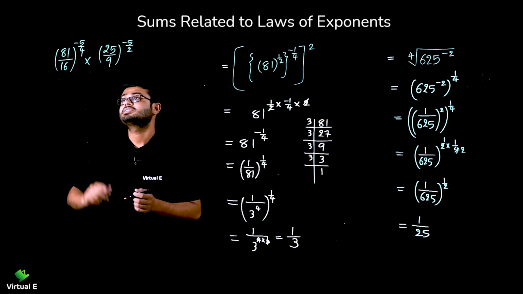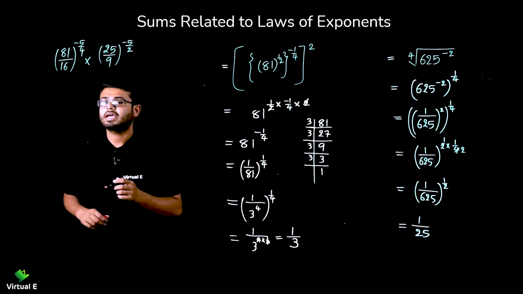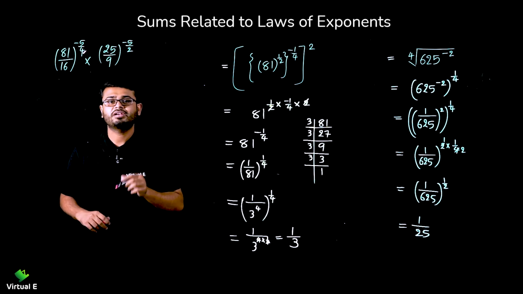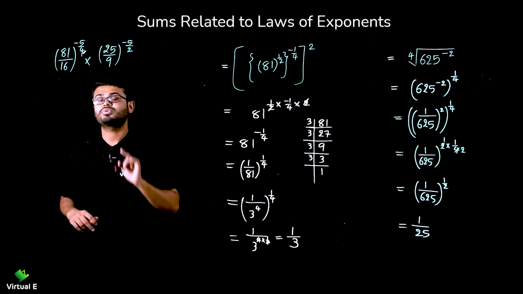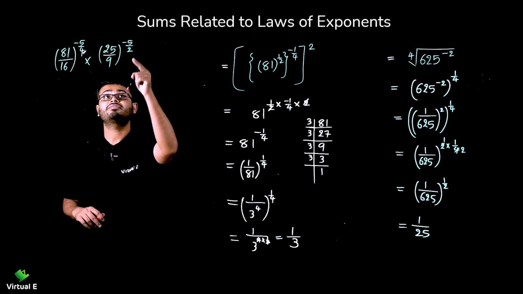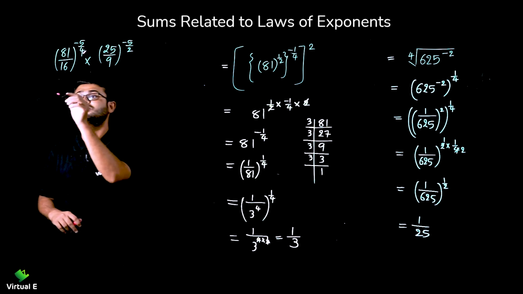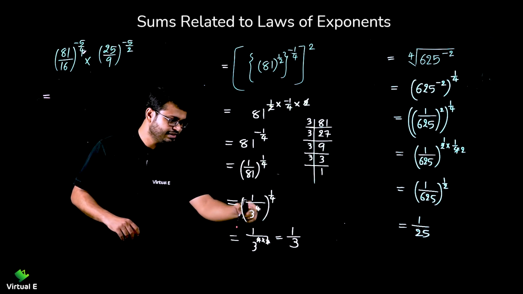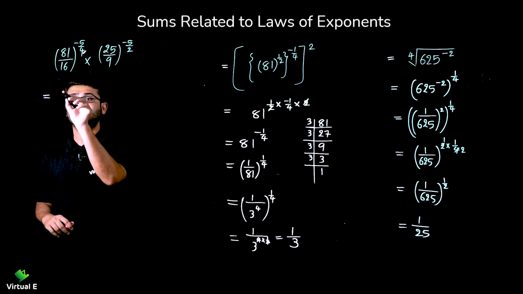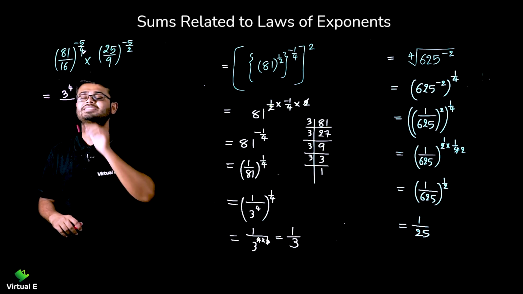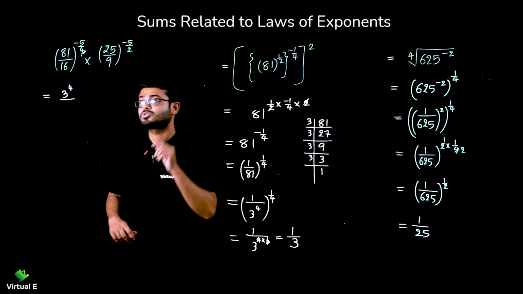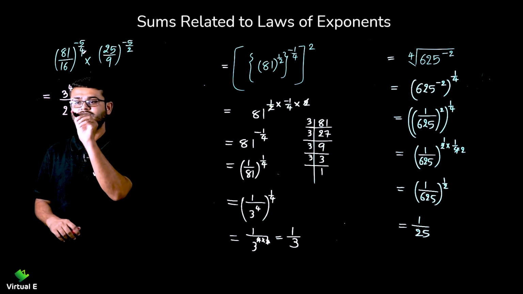So 81, 16, 25 and 9 over here. See, whatever power is in the denominator, that root we want to take: the 4th root here, and here we want to take the 2nd root. So let's start. How am I writing? 81 we have just written, that is 3 raised to 4. So let's write 3 raised to 4. And 16, how can we write it as a power of 4? That is 2 raised to 4. Factorize it if you want to see.